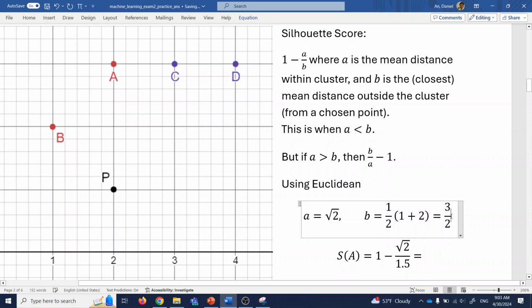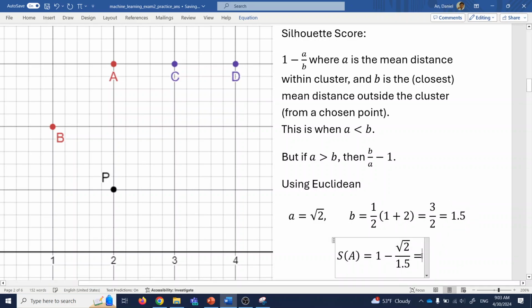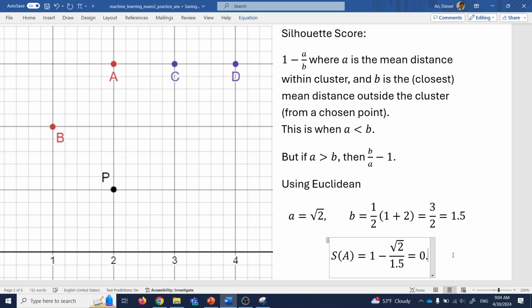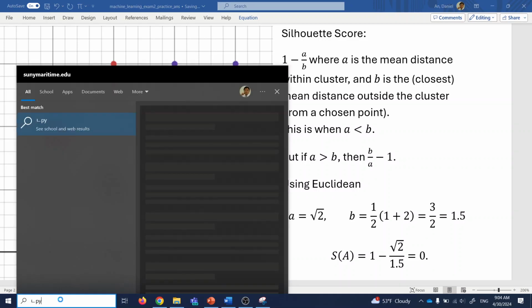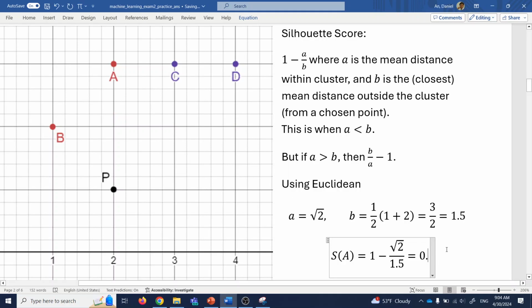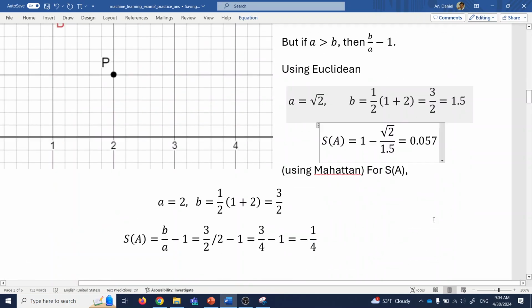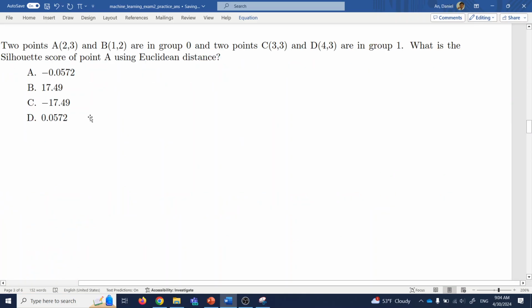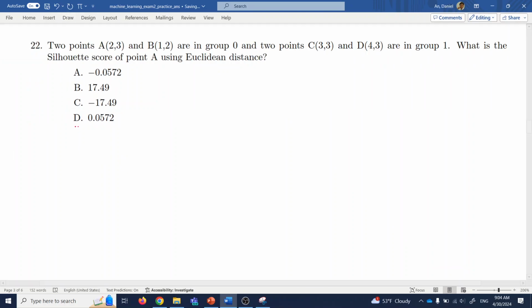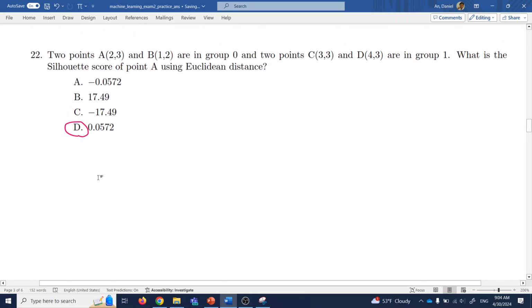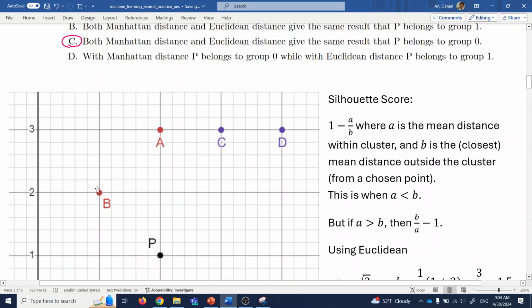Yeah, so let me just rewrite this as 1.5. Can somebody do this with a calculator for me? 0 point something, 0... One answer. 0.057. Okay. All right. So which one is it? D. Yeah, D. So why is A square root of 2? Oh, it's Euclidean distance. Okay. Pythagorean theorem. 1 squared plus 1 squared, and then you can take the square root.